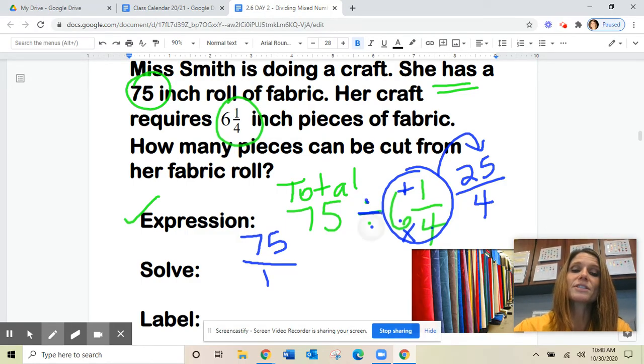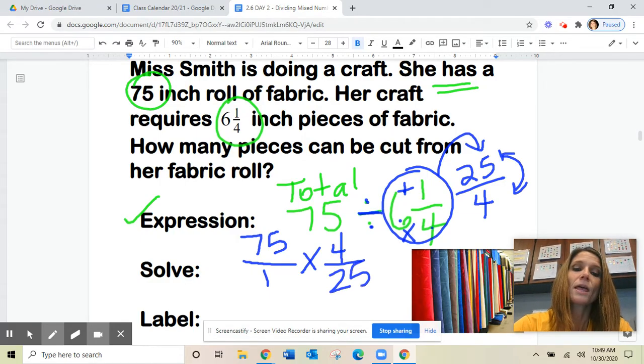I'm going to change the divide to the opposite, which is multiply. And I'm going to flip-flop the improper. So now it's kind of proper. Now I know I need to multiply.